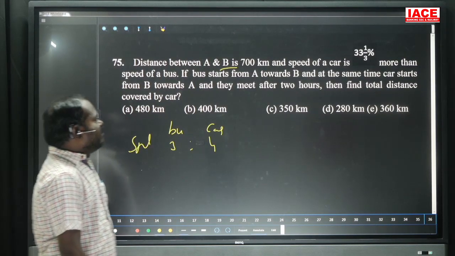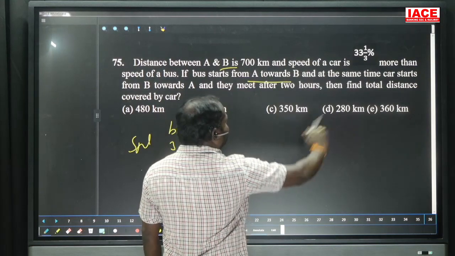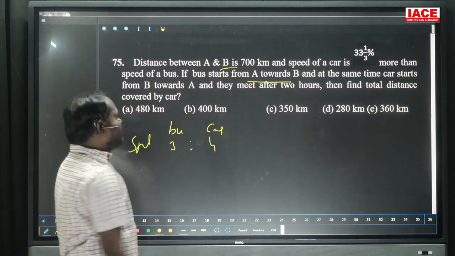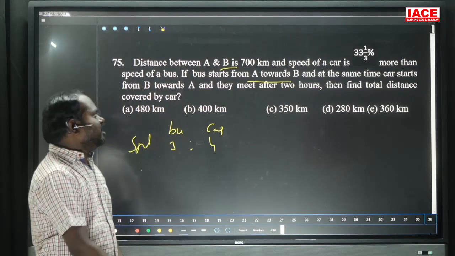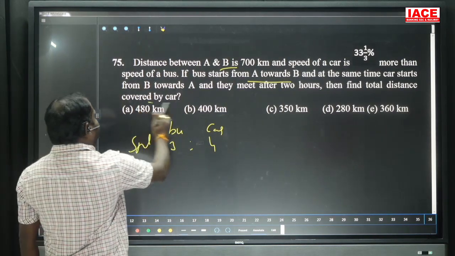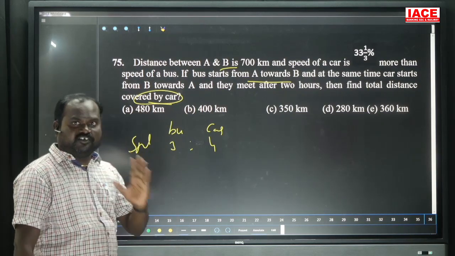If a bus starts from A towards B and at the same time a car starts from B towards A, and they meet after 2 hours. The question asks us to find the total distance covered by the car. What is the car's distance they are asking?